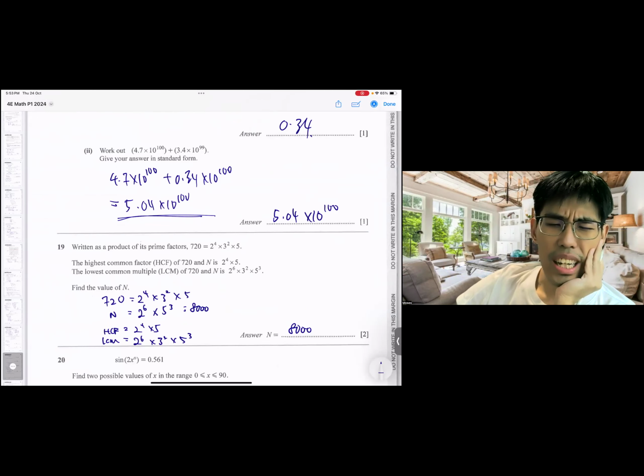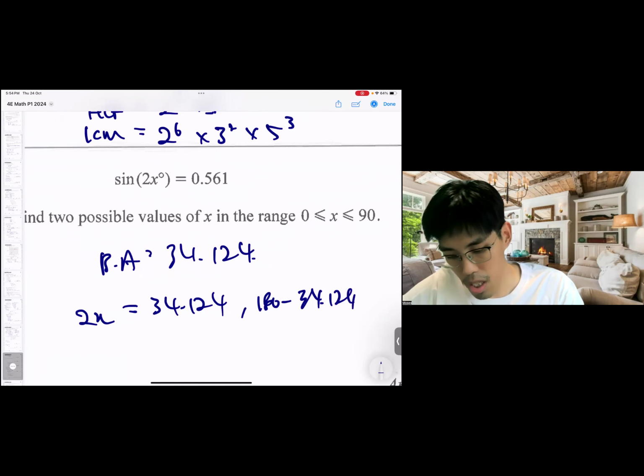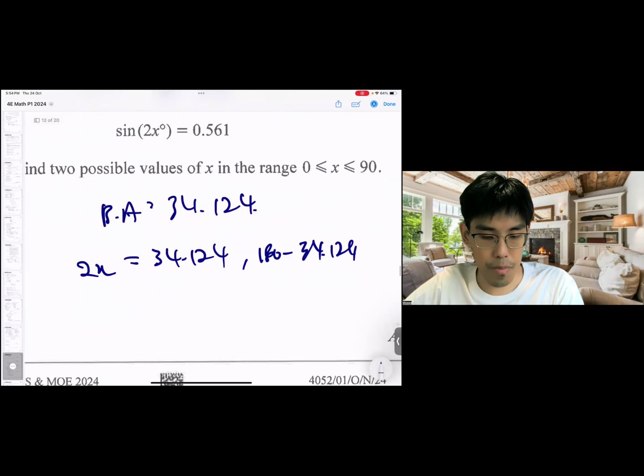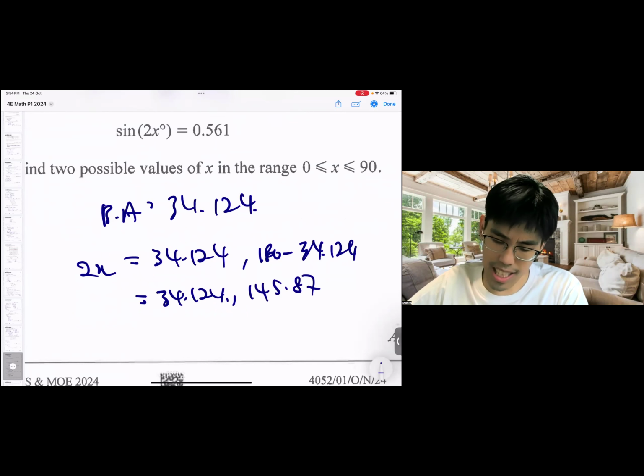Find the two possible values. Okay, so basic angle will be sine inverse of 0.561, 34.124. Okay, so 2x might be equal to 34.124. And if you remember the 4 quadrants, it will be A and S. So it's the first and second quadrant. So 180 minus 34.124 as well. Okay, I store this value because we might use it later. So 180 minus this answer will be 145.87.